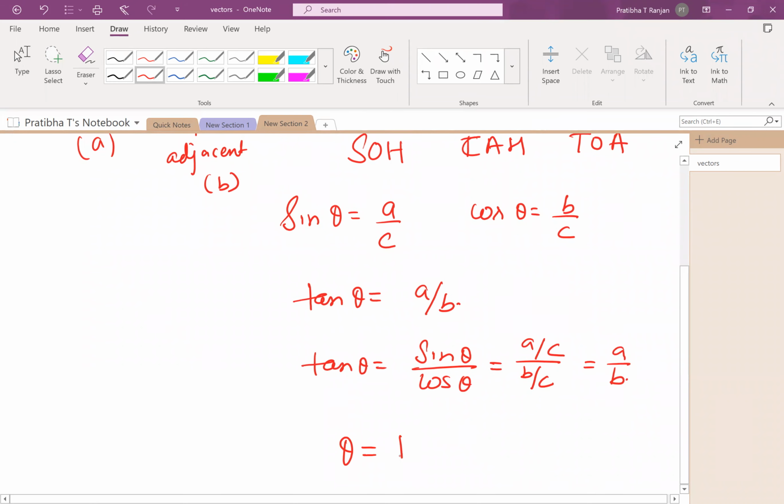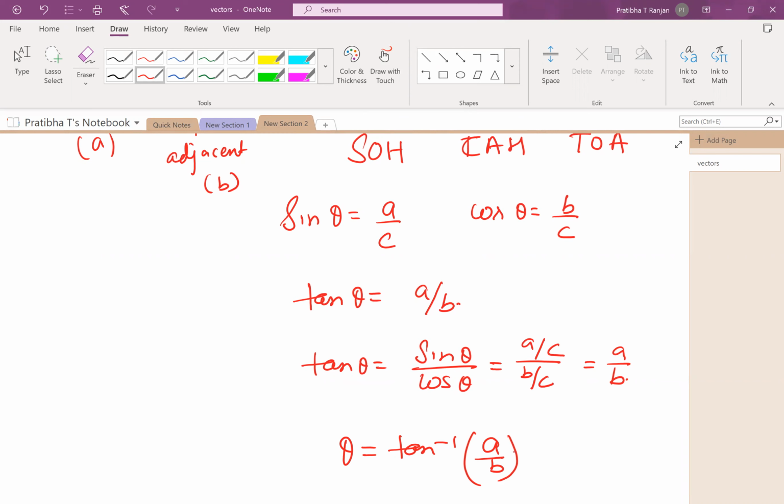We can find the theta by using the inverse of any of them. Whatever the information given, if adjacent and opposite are given, we are going to use the tan. If the opposite and hypotenuse are given, we are going to use the sine. And if the adjacent and hypotenuse are given, we are going to use the cosine. Right?